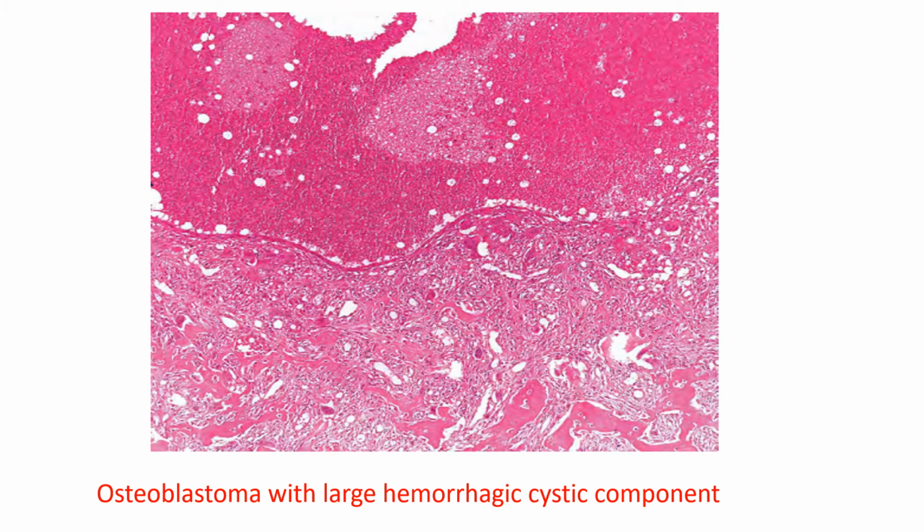This is a photomicrograph to show hemorrhagic cystic component in osteoblastoma. Here we can see this is a cystic component with the wall of the cyst. And this is the osteoblastoma, or the tumor.